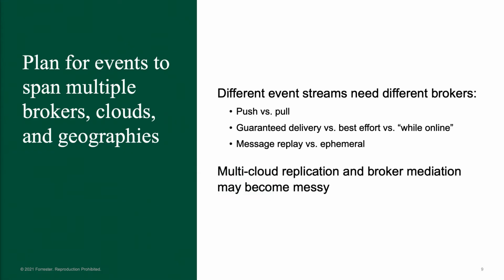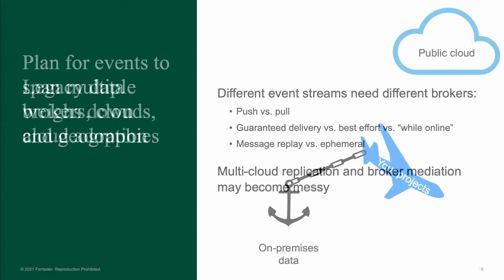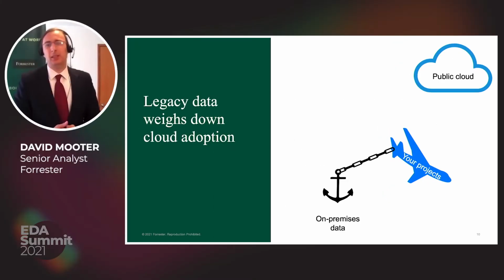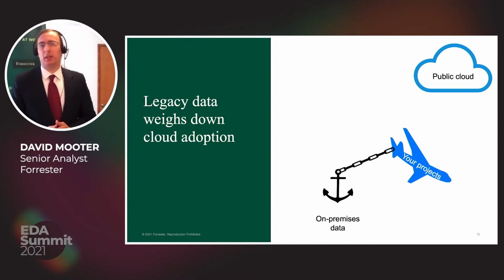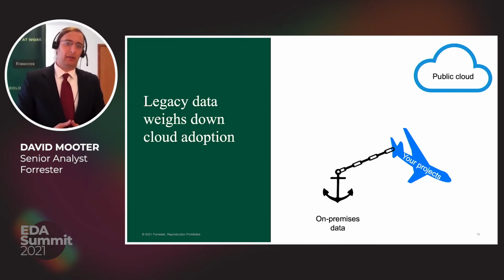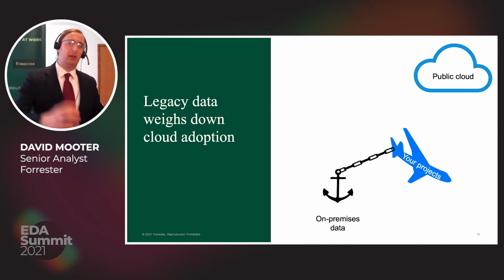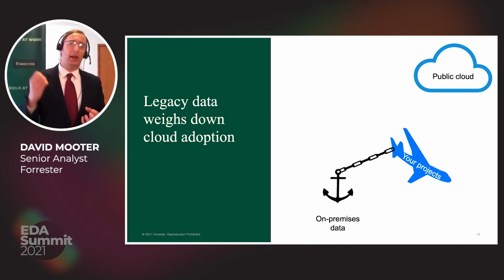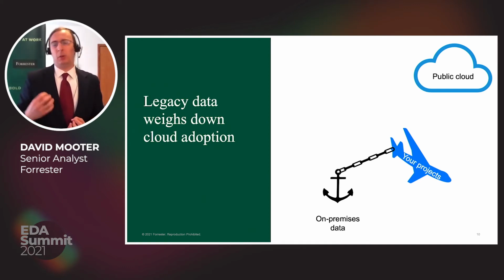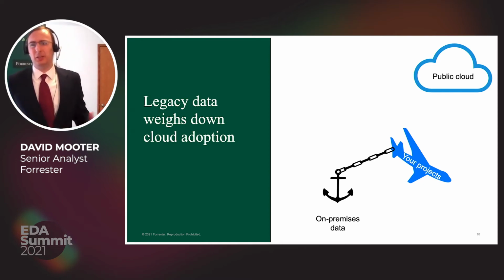Also, the second top-level bullet on this is that multi-cloud replication and broker mediation can become messy. I'll return to this messiness in a bit, but I want to emphasize that you will probably have multi-cloud replication. That's because, on the next slide, legacy data weighs down cloud adoption, and event-driven architecture can help with this. I have a big legacy on-premise footprint because I'm an established company, and I want to take advantage of public cloud, but all my data is on-premise. That becomes an anchor that weighs down your projects and makes it hard. If I want to put my app in the public cloud, but its 20 inputs are all on-premise databases, that's kind of challenging, right?